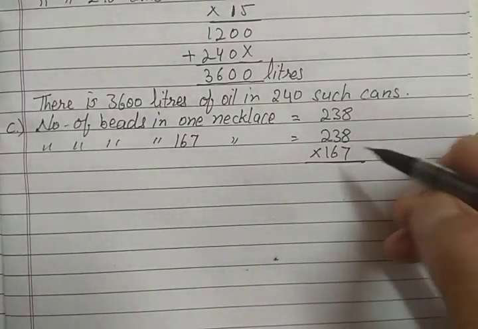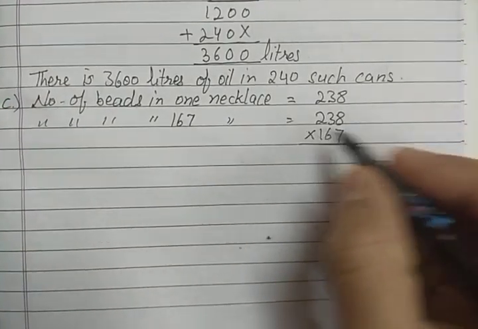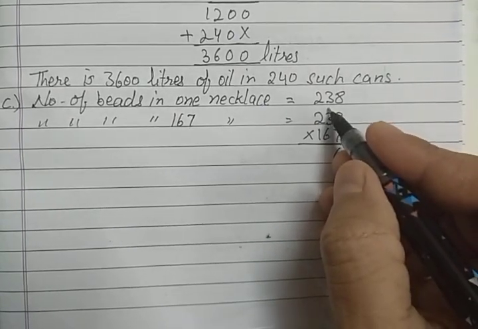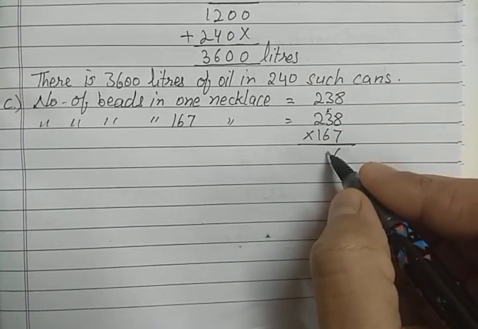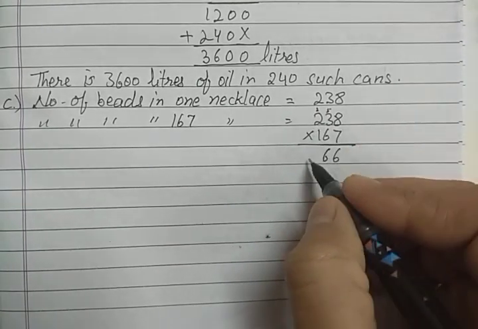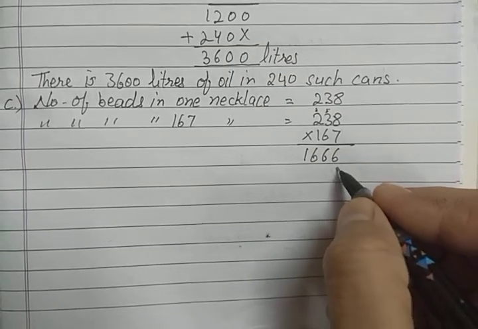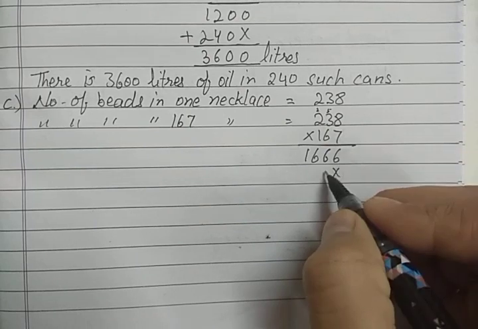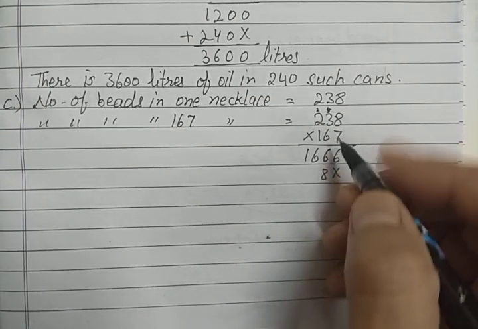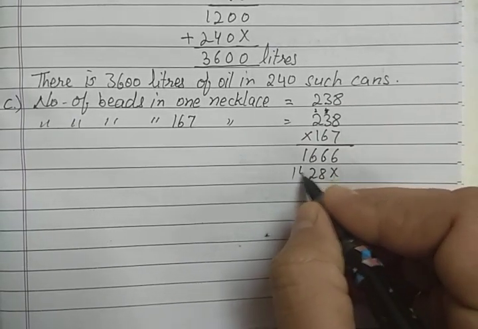So multiply it. First of all we will multiply by ones place. So 7 eights are 56, 5 carry. Now 7 threes are 21 plus 5 is 26. 2 carry over. 7 twos are 14 plus 2 is 16. Then multiplied by tens place. We'll put a cross at ones place. Then 6 eights are 48, here is 4. Now 6 threes are 18 plus 4 is 22. 2 carry over. 6 twos are 12 plus 2 is 14.